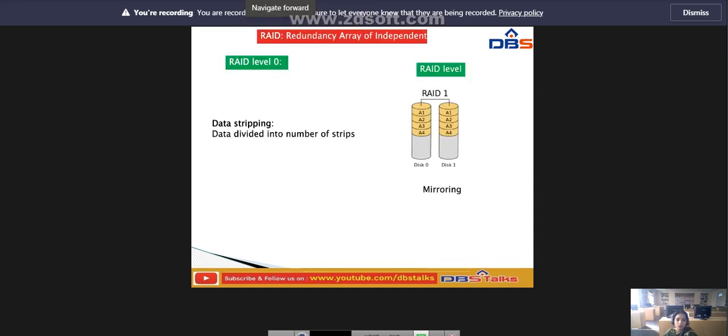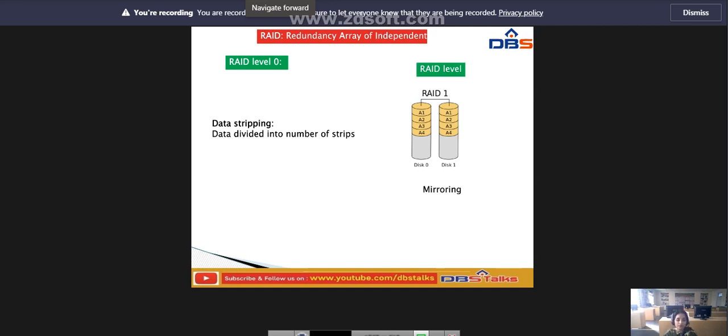Next, coming to RAID, Redundant Array of Independent Disks. This is an additional disk arrangement which can improve the system performance. Why are we using RAID? To improve the system performance. So RAID means Redundant Array of Independent Disks.